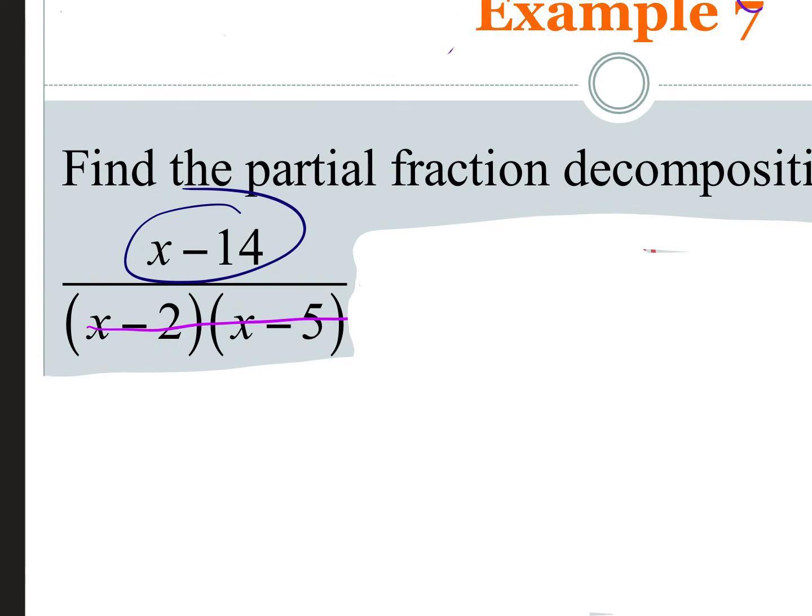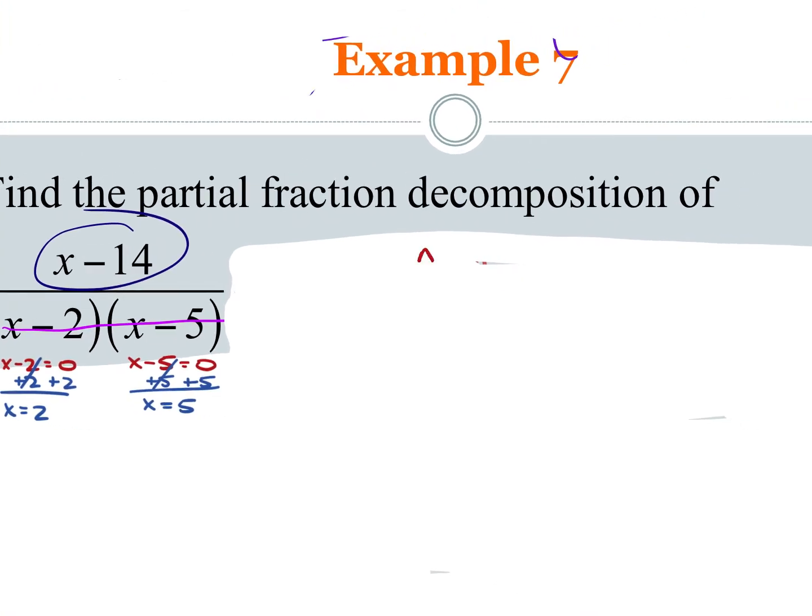Again, in this one, our denominator is factored for us. So we're just going to take that x minus 2, set it equal to 0, and solve. So we add the 2, and we get that x is 2. We're also going to take that x minus 5, set it equal to 0, move the 5 over, and we have that x is also 5. So when we're doing this, we're going to think a over x minus 2 plus b over x minus 5.